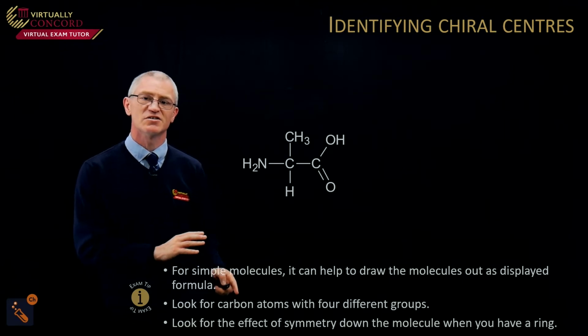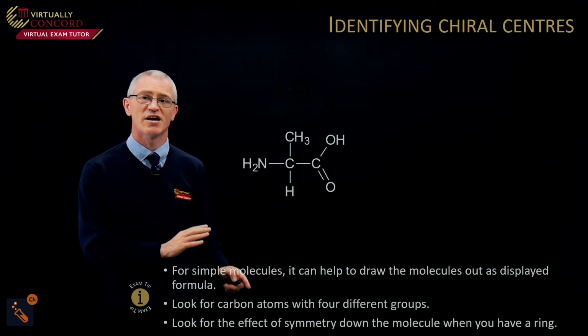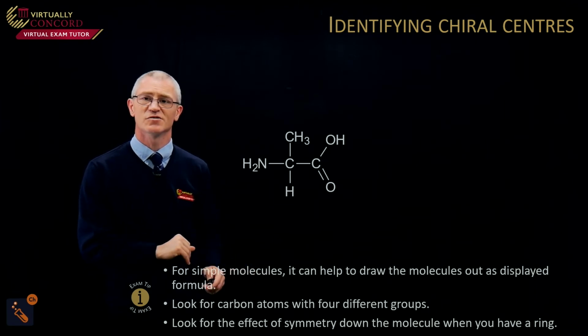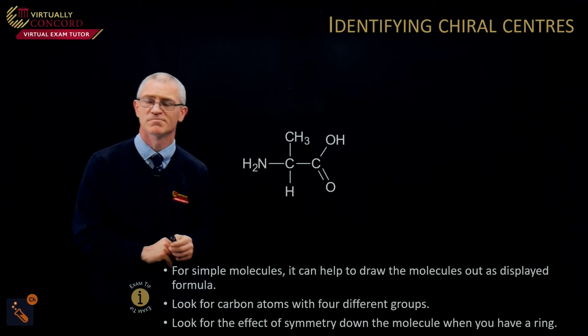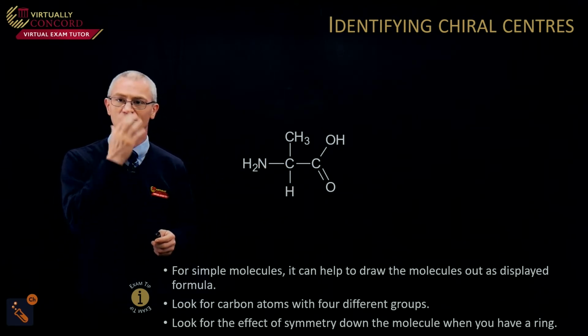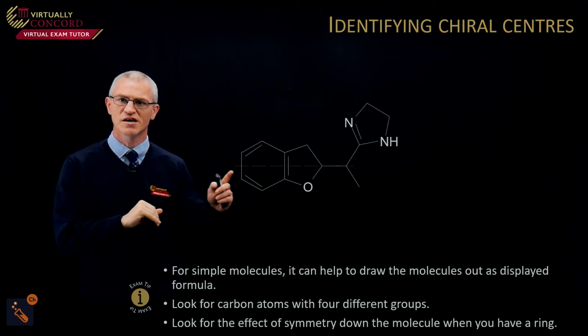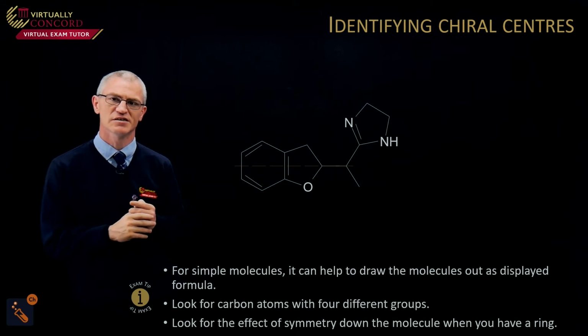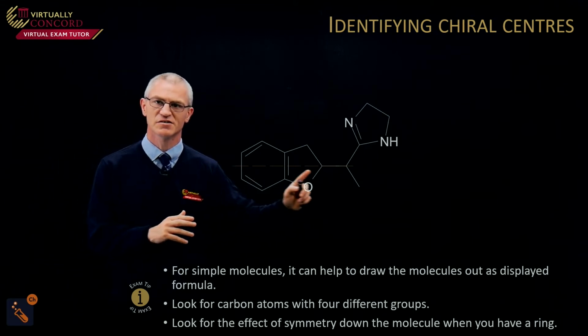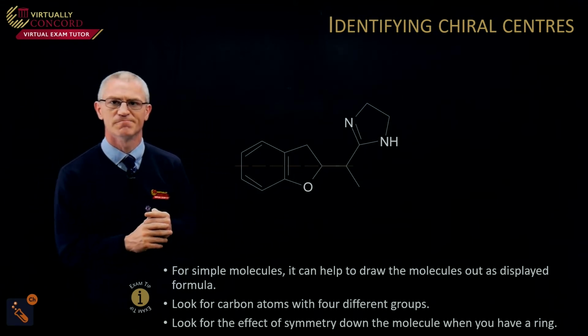And the last thing we're going to do is look at the effect of symmetry down a molecule when you have a ring. And we'll do that in the next example. But for now, here is your chiral centre, because it's connected to these 4 different groups. Now let's look at something a little bit more complicated. As you can see, I've already drawn a plane of symmetry down here to try and help. It's just this faint red line here.